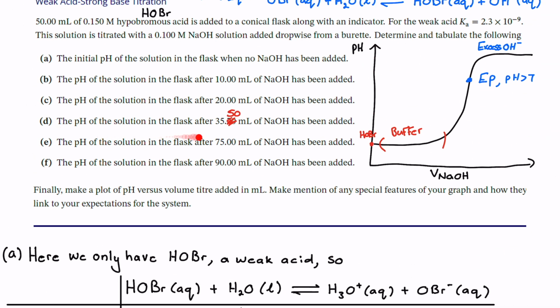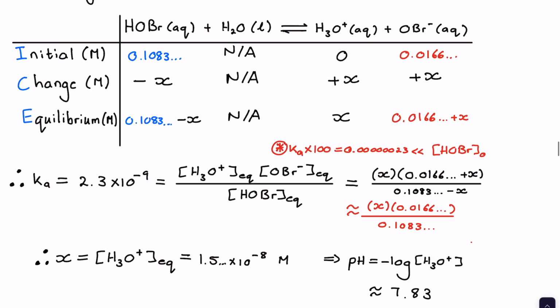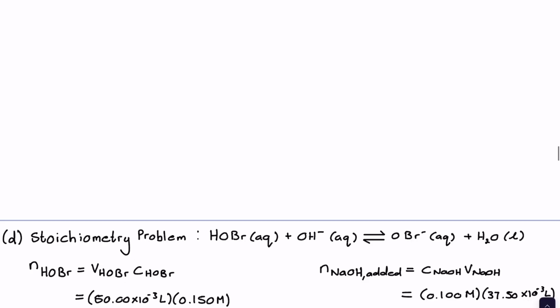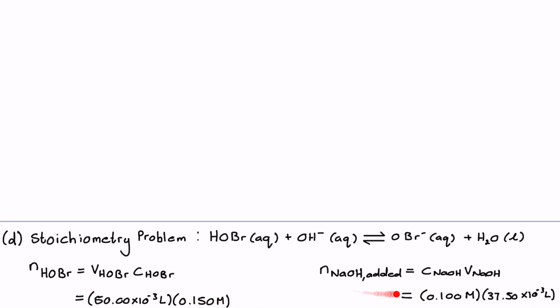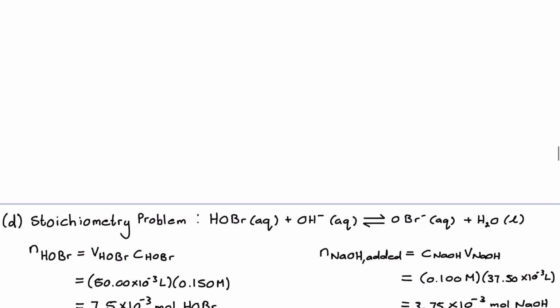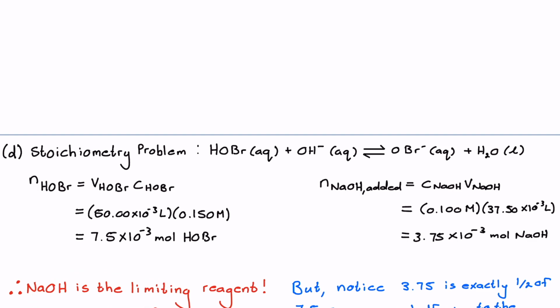So the next amount that we need to look at is when we've added 35.5 milliliter of sodium hydroxide. So still a stoichiometry problem. How many moles of sodium hydroxide does this correspond to? So sodium hydroxide added is 3.75 mole and still less than the 7.5 mole. So it means sodium hydroxide is still the limiting reagent when it's 35.5 milliliter. But now this is a very interesting volume, because this is exactly half of the number of mole of the acid.